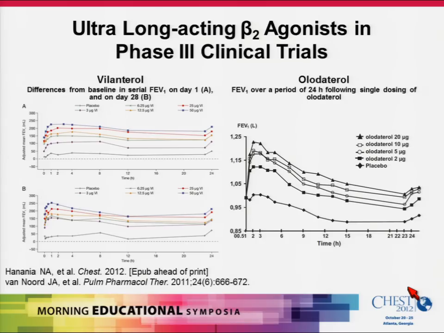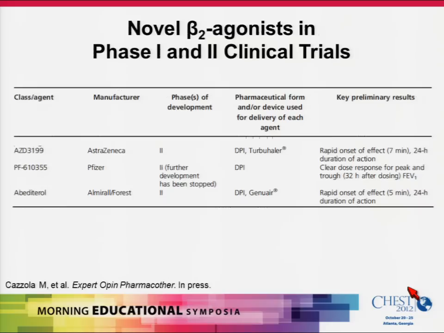Well, you can see that there are two compounds that are in phase three, vilanterol, with results coming from the paper published by Nick and Ania, and olodaterol, the paper published by Van Noord. And both are really in large phase three trials. But we have also other compounds that are in phase one and phase two, AZD3199, AstraZeneca, this is in phase two. It's strange that this compound was unable to induce a dose-dependent increase in lung function.